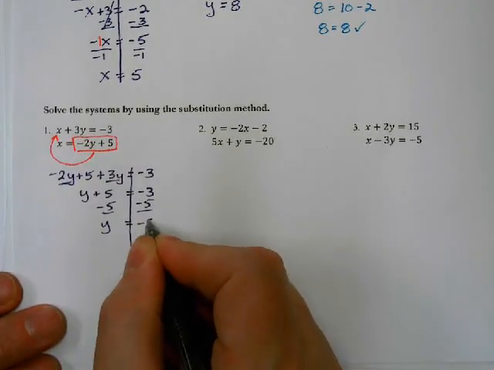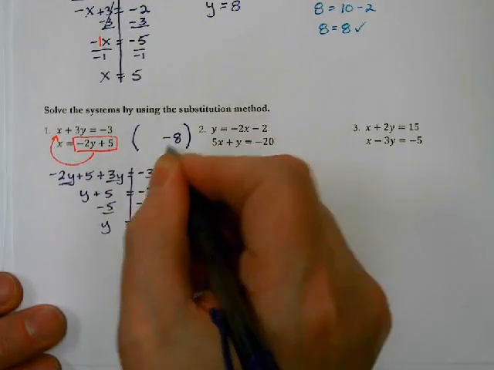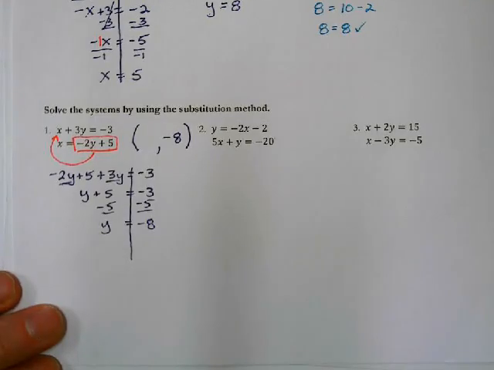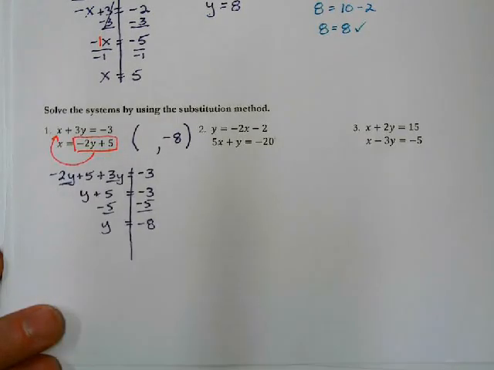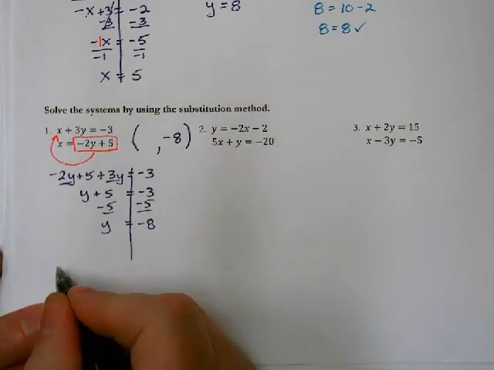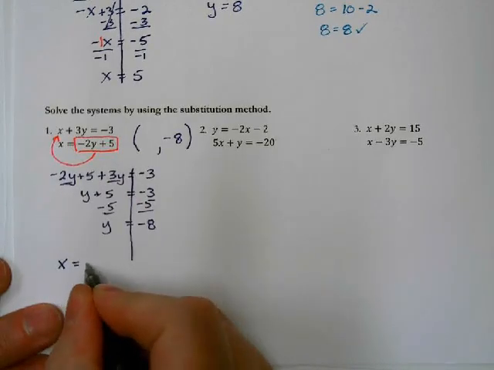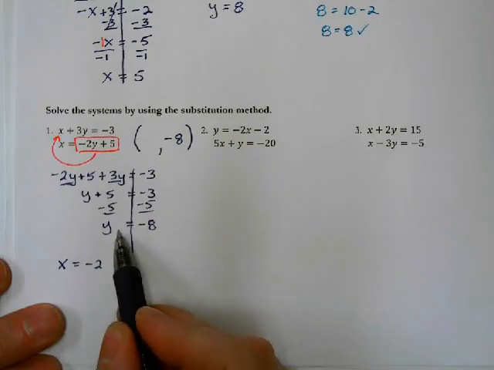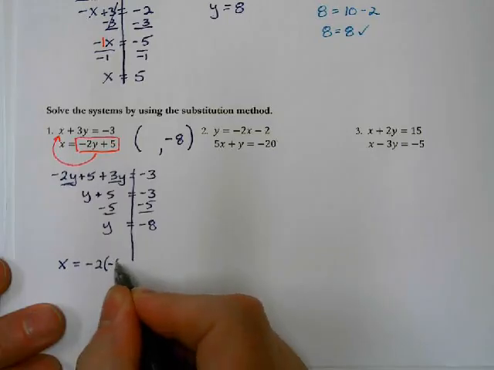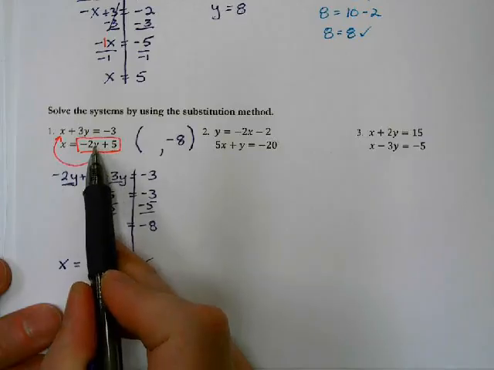Okay, so negative 8 appears to be the y value of my solution. I just need to find the x value. I can plug y into either equation right now, but I think the bottom equation looks easier. So I'm going to do x equals negative 2, and then instead of y, let's plug in negative 8, because we just found out y was negative 8, plus 5. So I'm taking this equation, and I'm substituting in for y, negative 8, which was the answer I found right here.